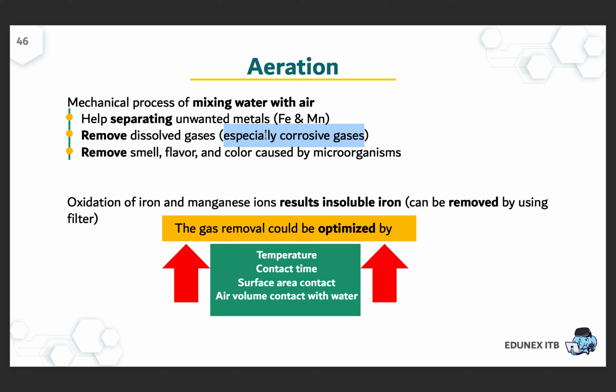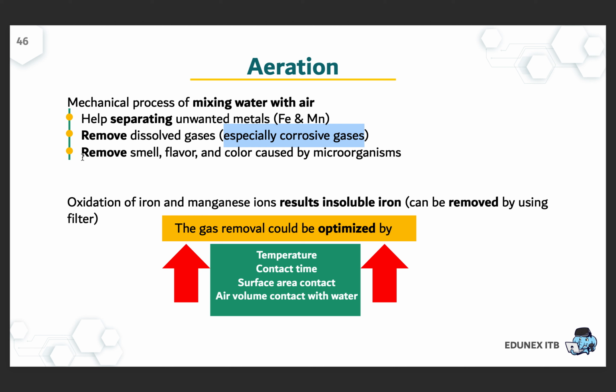Why do we want to remove the corrosive gas? Because of course we want to limit the potential of corrosion in our piping and equipment, right? And this dissolved gas, for example carbon dioxide, especially has low pH, so that they become corrosive.